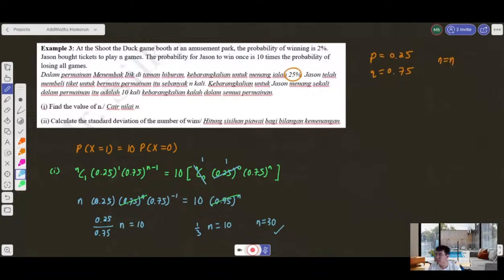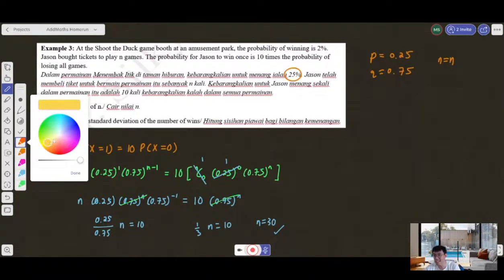Okay, I don't see anyone asking me a question. You need to take note. All the kinds of questions that I put here are the ones that have a high chance of being asked in the exam. So you need to take note.